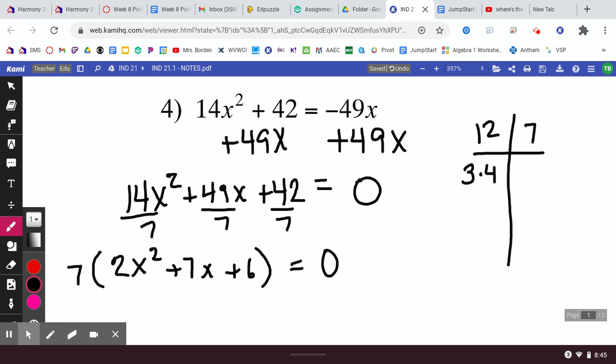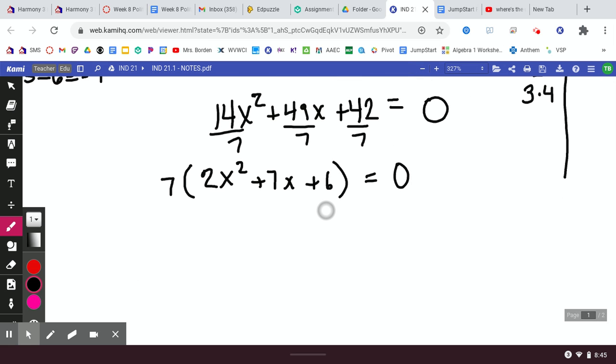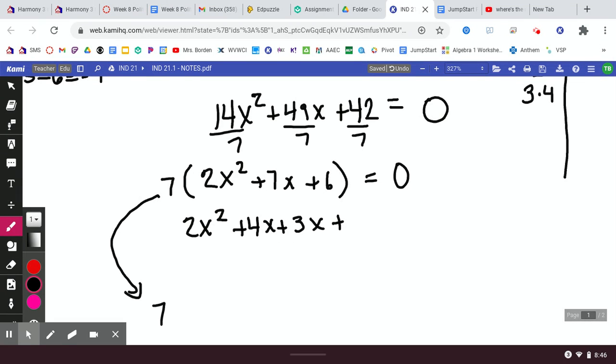All right, so 3 and 4 are my winning factors, but I've got to do it the hard way because that 2 out front tells me that I've got to do some work. Now, for right now, I'm just going to take this 7 and drop it down here, and I'm going to forget about it for a minute, all right? Because I don't need it right now while I'm doing my factor by grouping, and it kind of gets in the way. So for right now, I'm not going to write that 7. I'm just going to worry about my 2x squared, my 2 winning factors, which were positive 4x and positive 3x plus 6 equals 0.